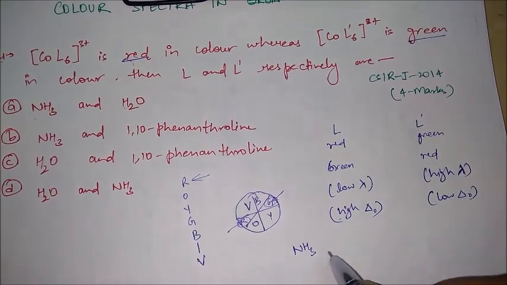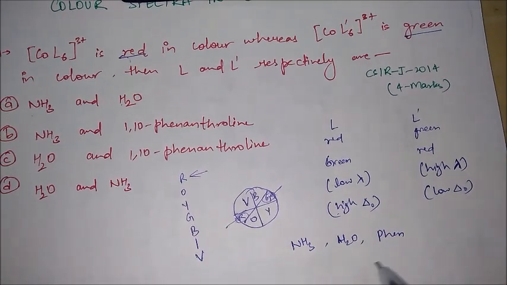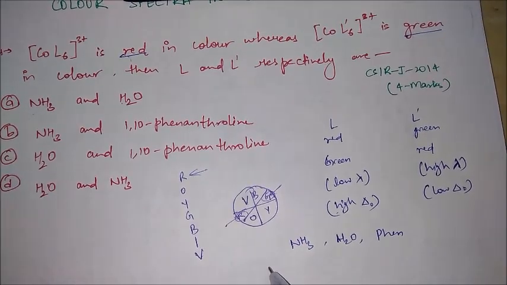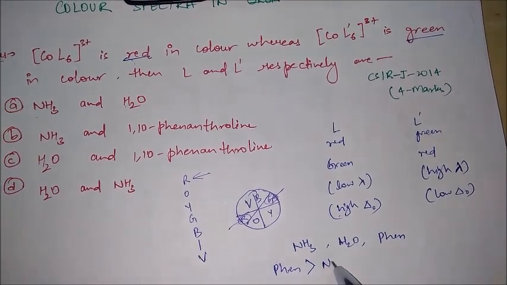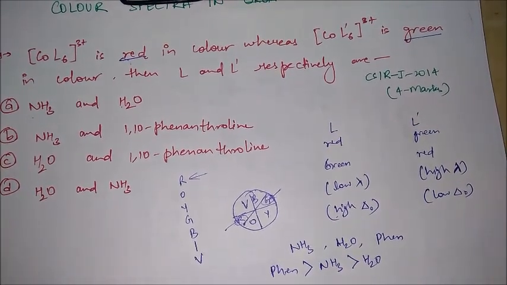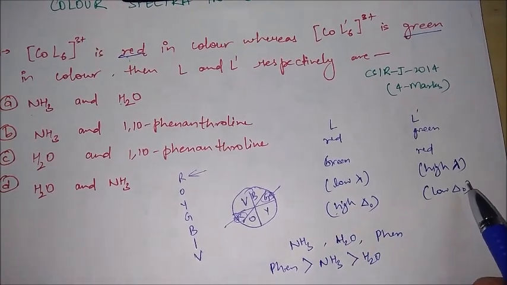So this is ammonia, water, and phenanthrolene. If you write the order of them according to what we have studied in the spectrochemical series, phenanthrolene is the strongest ligand among these, then comes your ammonia, and then comes your water. So you have to look at the option where you will be having high delta O for the first and low delta O for the second.